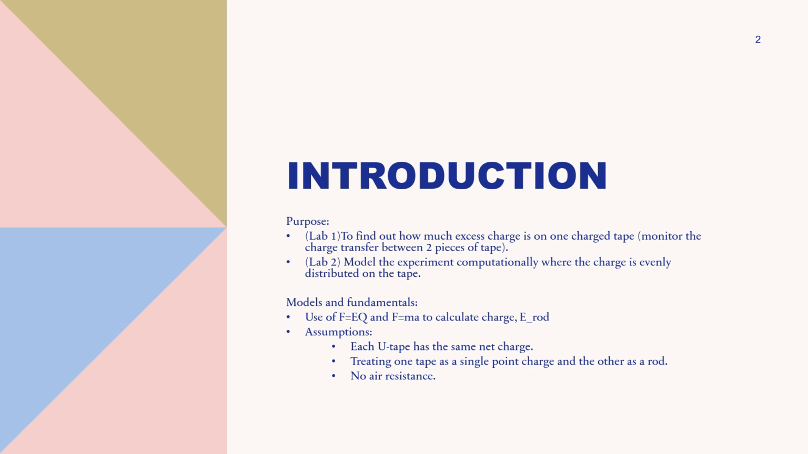The models and fundamentals for this lab is the use of F = EQ, where E is the electric field, and F = MA to calculate the charge. And then we would use E rod for a more approximate estimation. Our assumptions were that each tape has the same net charge, and we were treating one tape as a single point charge and the other one as a rod. We were also assuming that there was no air resistance.